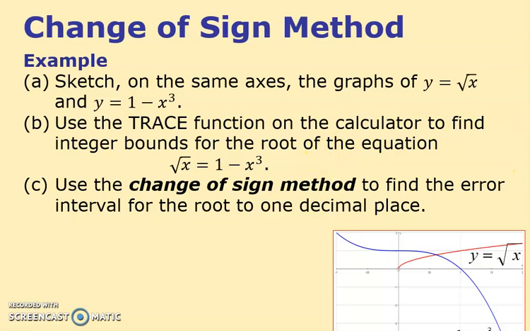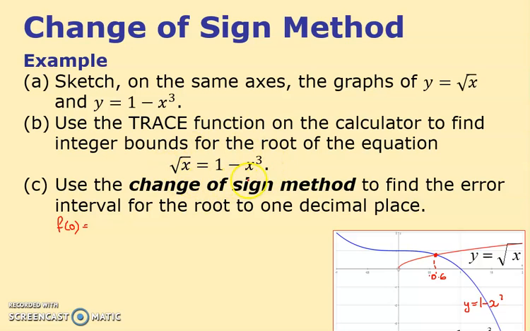There they are. y equals root x is clear. This one here, the blue one, is y equals 1 minus x cubed. And you can see these two cross at around, that looks like 0.5, so I'm going to say about 0.6 again. Use the trace function to find integer bounds, so presumably I can go f of 0 equals. Now notice I've changed this here.